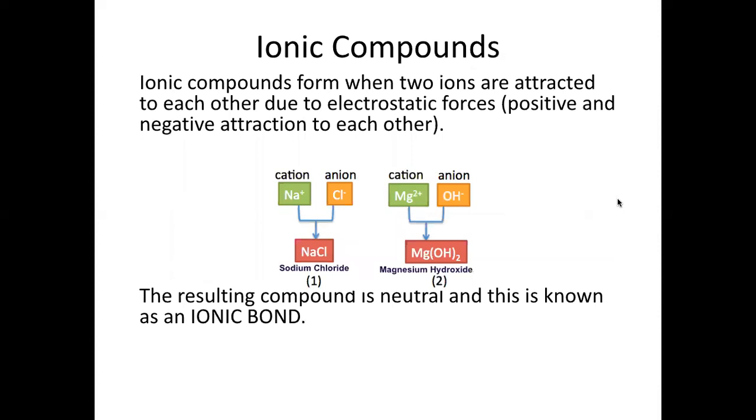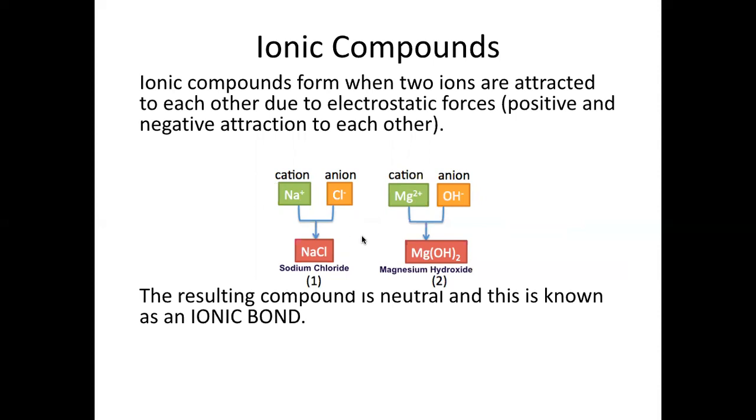So ionic compounds form when 2 ions are attracted to each other due to their electrostatic forces. So what we did in the last couple of slides is we talked about what ions are and how they form. And now we're going to talk about how those ions are utilized to make compounds. So what we showed is that because positive and negatives attract each other, there's actually going to be this bond that's formed in the middle.